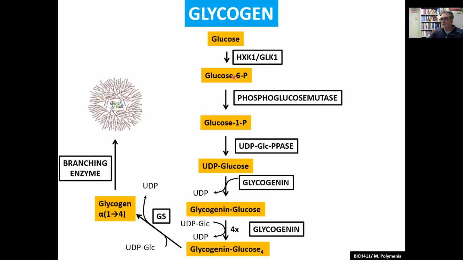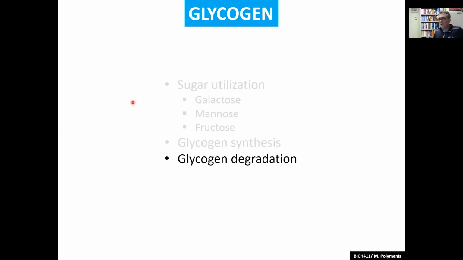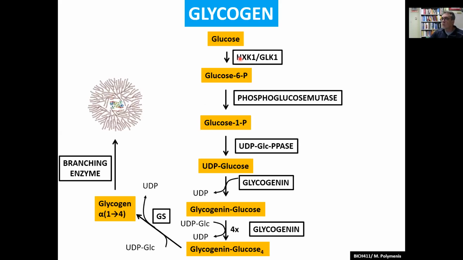And you keep doing this whole process, cycles of branching enzyme and glycogen synthase keep happening again and again, and you end up with a properly formed glycogen molecule. So it's a pretty cool way. In the next video, we're going to see how you use that as a source of glucose. So how do you degrade it? But we'll stop here at this point.